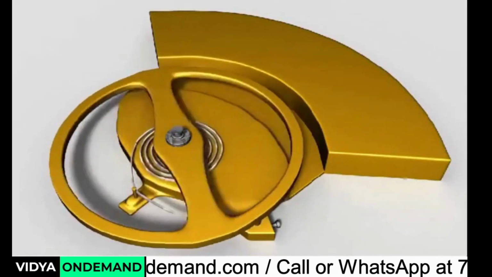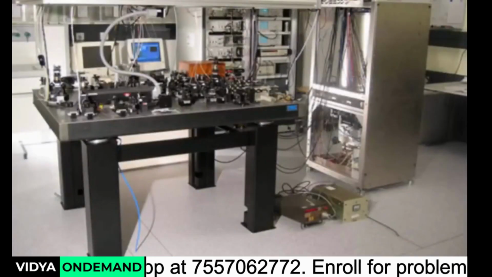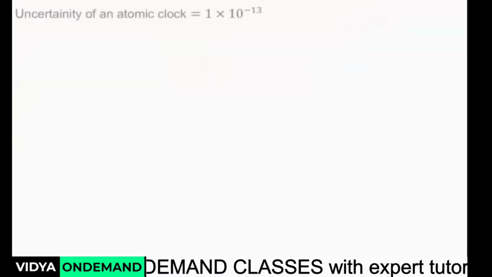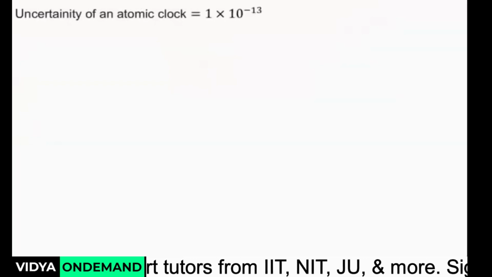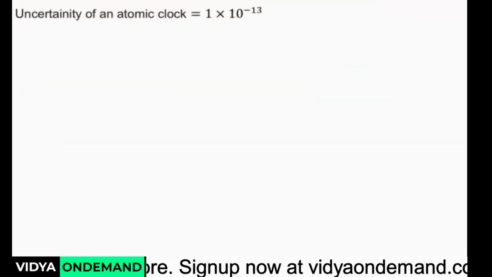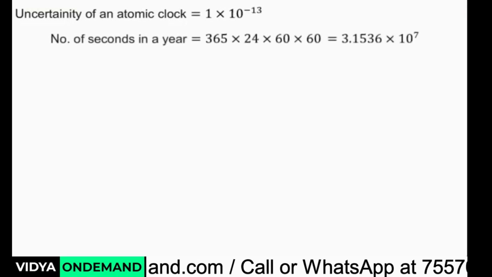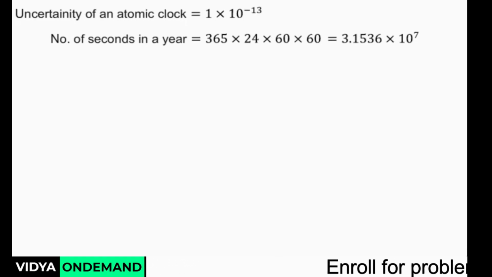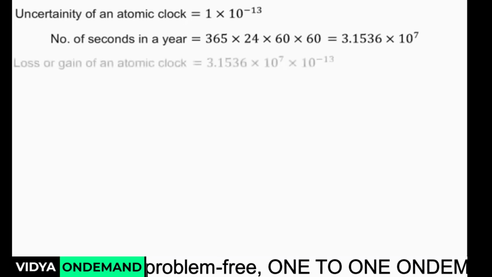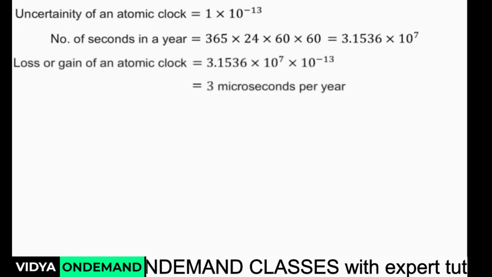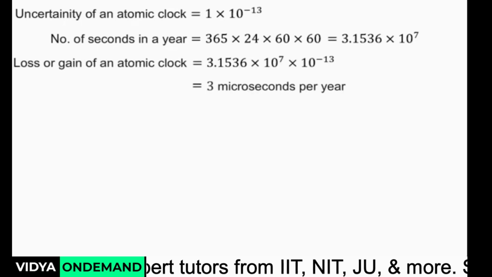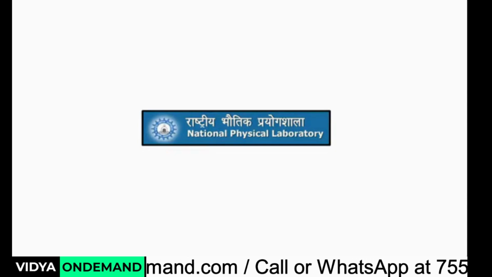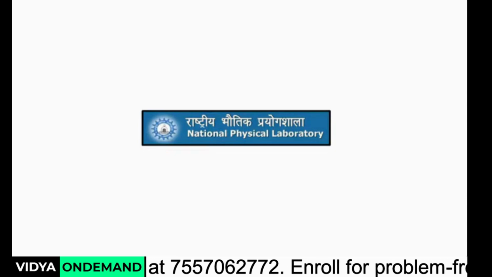The cesium atomic clock has an accuracy of 1 second in 1 million years, or an uncertainty of plus or minus 1 × 10⁻¹³. The number of seconds in a year is 3.1536 × 10⁷. Hence, the atomic clocks lose or gain no more than 3 microseconds in 1 year. That is why a cesium atomic clock is used at the National Physical Laboratory, NPL, New Delhi, to maintain the Indian standard of time.